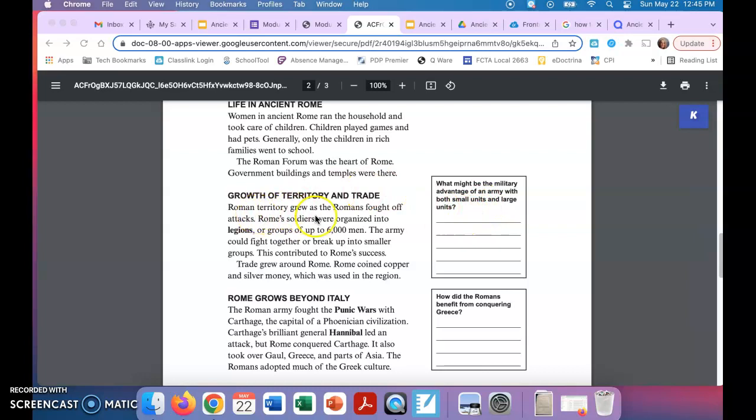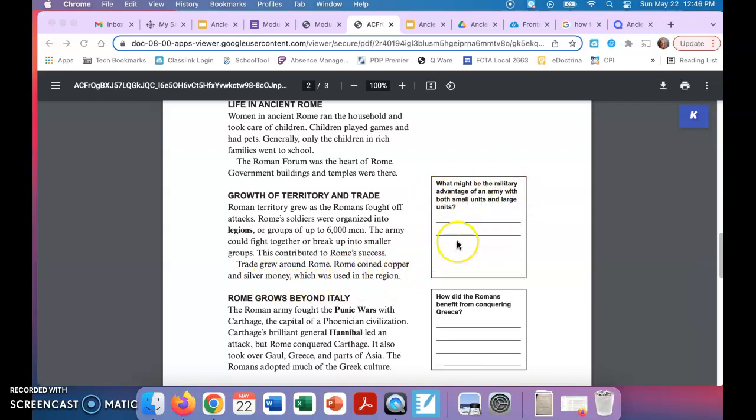Roman territory grew as the Romans fought off attacks. Rome's soldiers were organized into legions or groups of up to 6,000 men. The army could fight together or break up into smaller groups. This contributed to Rome's success. Trade grew around Rome. Rome coined copper and silver money, which was used in the region.